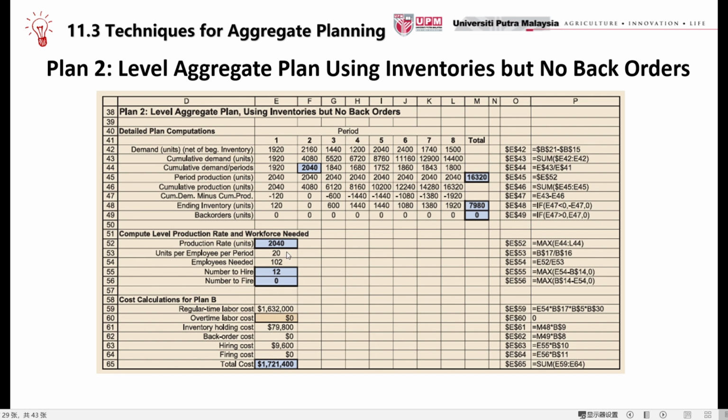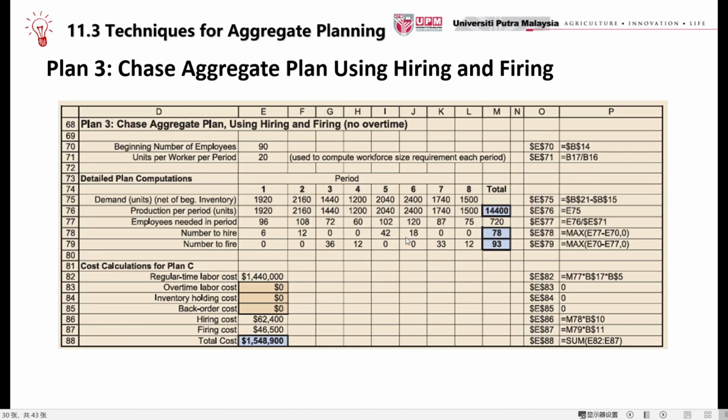After that we can calculate the total cost of plan 2, which will help us choose the plan. And in plan 3, the chase aggregate planning uses hiring and firing. The number of employees in the company is subject to change. So in this plan, we need to add the hiring cost and the firing cost for the company.